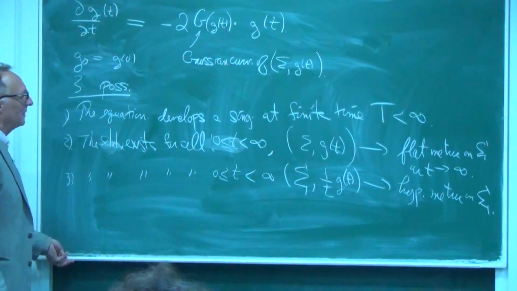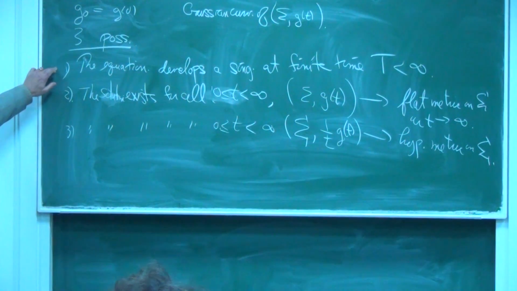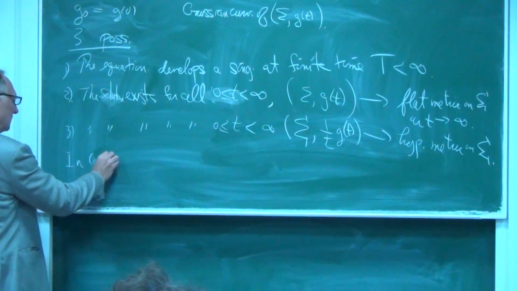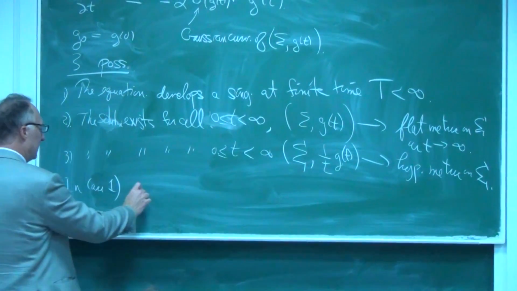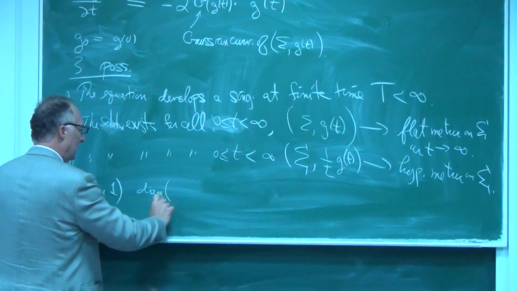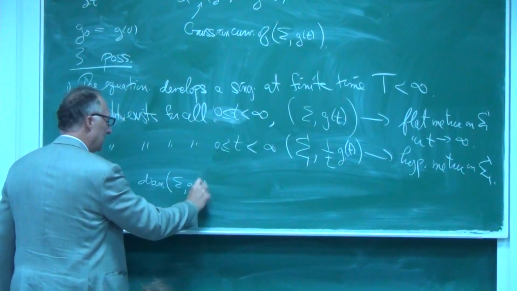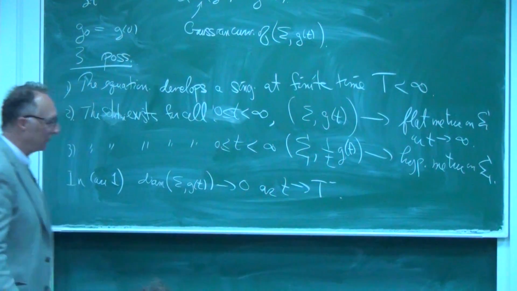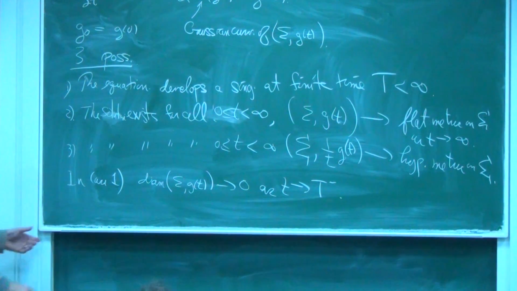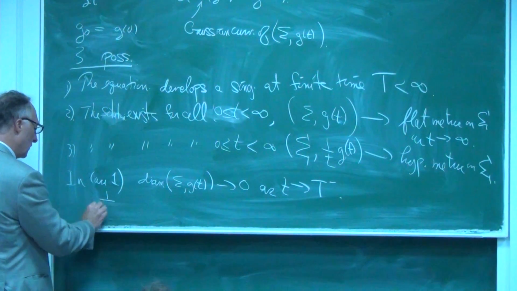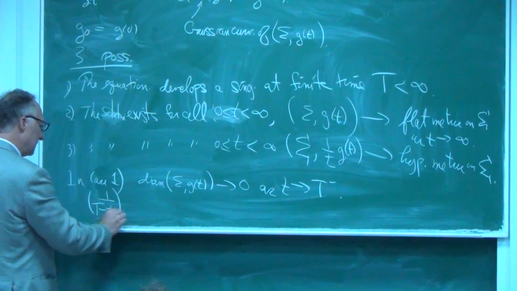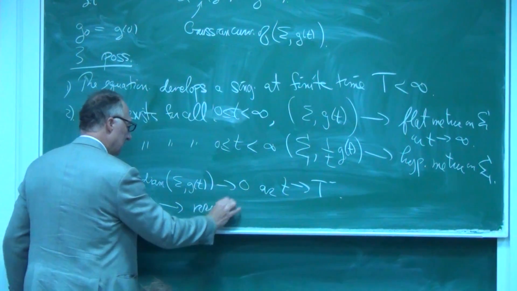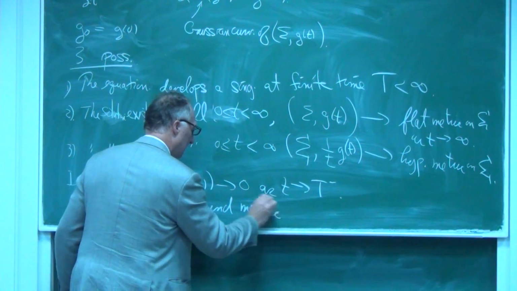Let me go on and say a little bit more about the first case when there's a finite time solution. So in case 1, the diameter of sigma with gt goes to 0 as t approaches this limiting time. So the manifold is shrinking to a point, and if you rescale by the time to blow up, gt, this converges to a round metric. Okay.